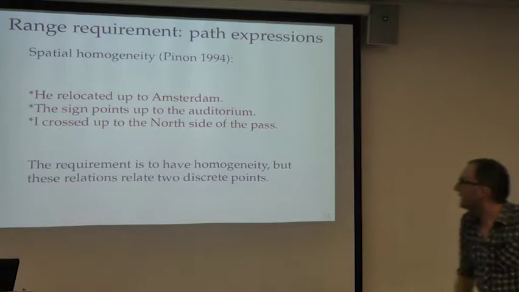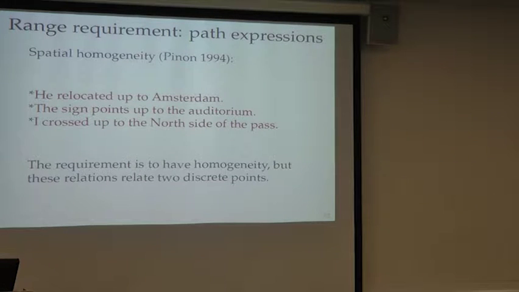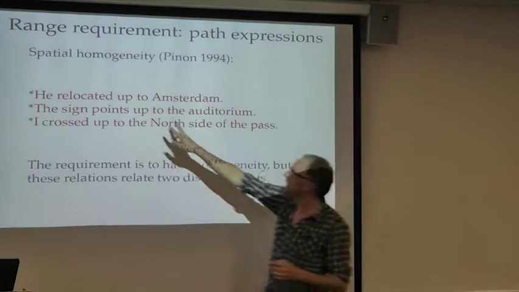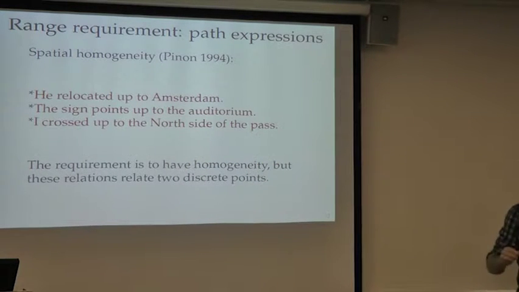In an interesting paper by Chris Pignon, he shows that this thinking in temporal semantics about until shows that in the spatial semantics you see similar things. So you might think of something like spatial homogeneity. You can't say things like he relocated up to Amsterdam. The only way you can interpret this is where up to are two prepositions, and where up is basically the direction. So say the Hague is south of Amsterdam, so Amsterdam is upwards from the Hague, and so he relocated upwards to Amsterdam.